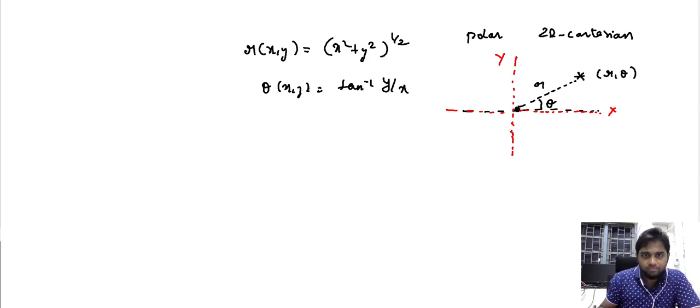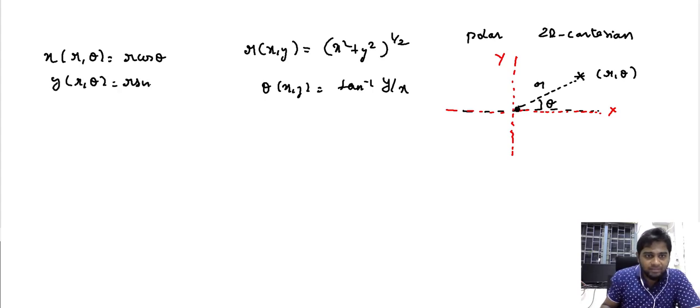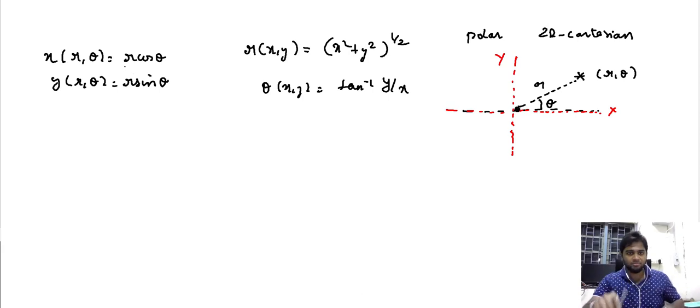In the same way, the Cartesian coordinates can also be expressed in terms of the polar coordinates. x would be r cos theta, and y in terms of r and theta would be r sin theta. So this is how we are able to relate the coordinates of the two different systems, with x and y represented in terms of r and theta, and r and theta represented in terms of x and y.